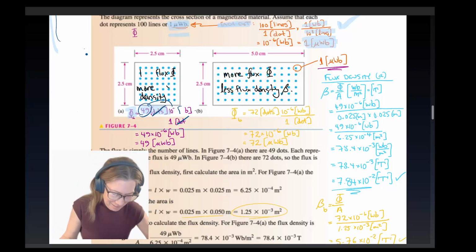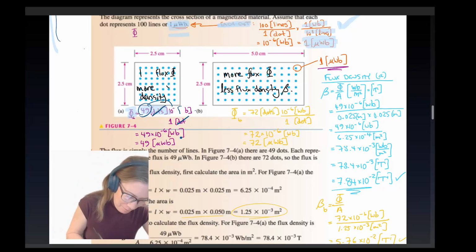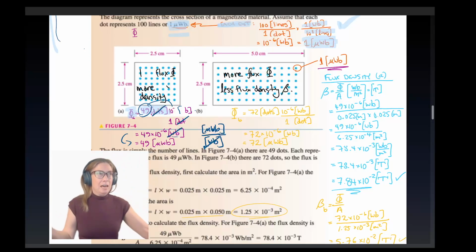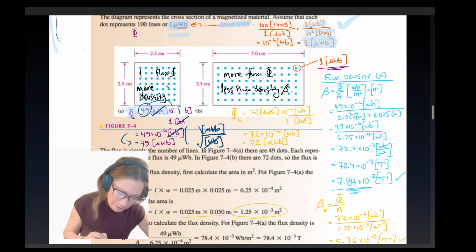So I wanted to show you how to go from Weber to micro Weber here. I have this nice square bracket of Weber. I want to get rid of Weber, so I want to put it in the denominator and replace it with micro Weber. Now I can cross out Weber and micro Weber, and that gets me the units I want. But all I have to do is put in the scalar quantities there.